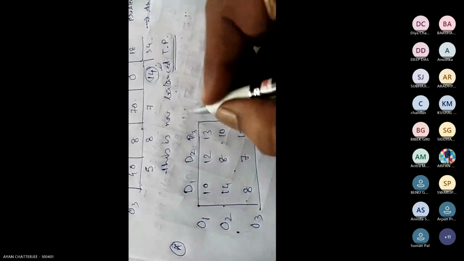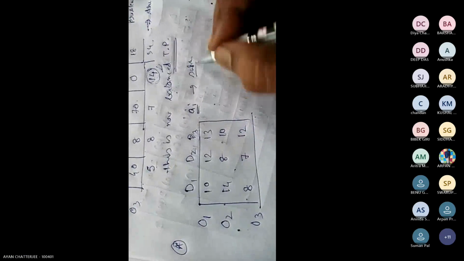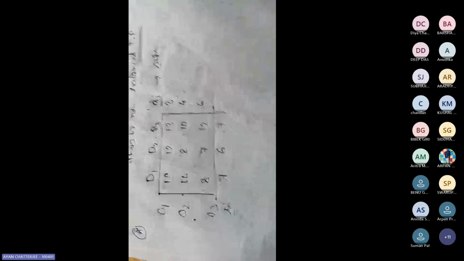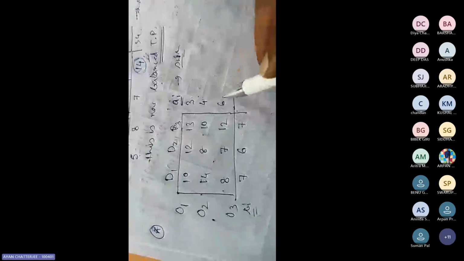And now look here. What is my demand? This is my ai, this one is my supply, and demand is bj. So if the demand is high, that means it is like 7 unit, 6 unit, 7 unit. And the supply is 3 unit, 4 unit, and 6 unit. Now look here, what is given? Supply is given like 3, 4, and 6. That means total supply possible is like 13 unit, right? Well, 13 unit supply is possible.